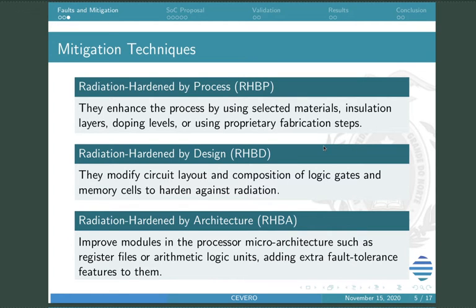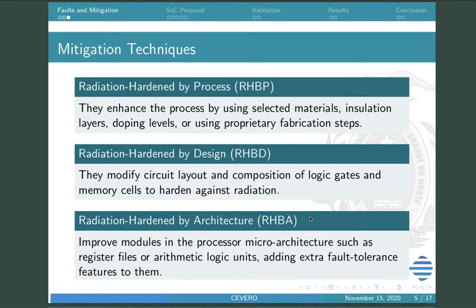In order to avoid this situation, researchers have developed mitigation techniques which may be categorized in a few different abstraction layers. We have radiation hardened by process, which uses enhancement on the process by using selected materials, insulation layers, doping levels, or proprietary fabrication steps. Other techniques are labeled as radiation hardened by design, and they modify circuit layout and composition of logic gates and memory cells to harden against radiation. The last one is radiation hardened by architecture, which improves modules in the processor microarchitecture, such as register files and arithmetic logic units, adding extra fault tolerance features to them.